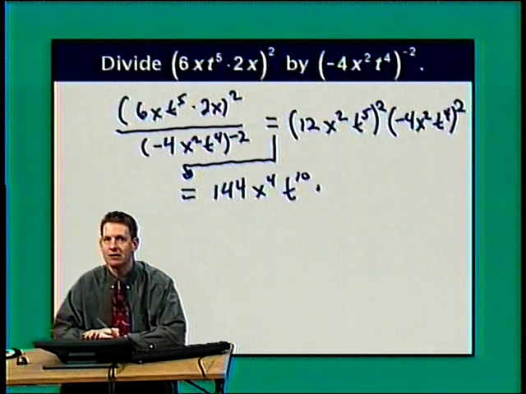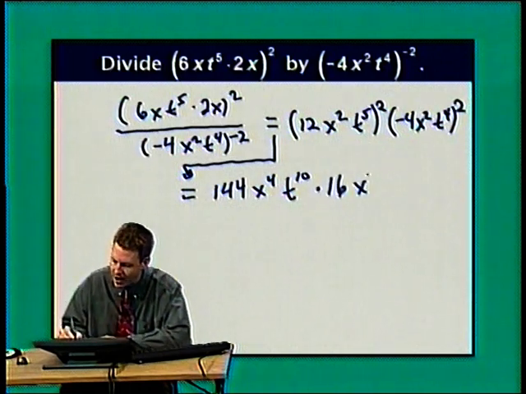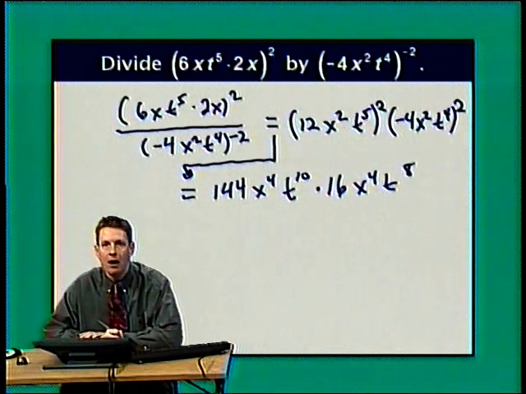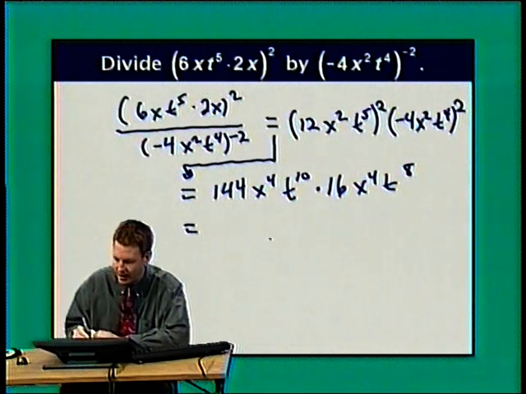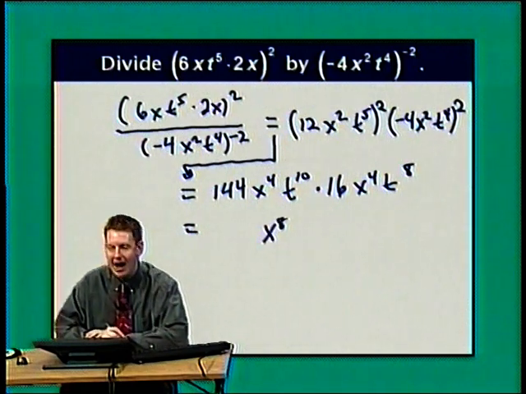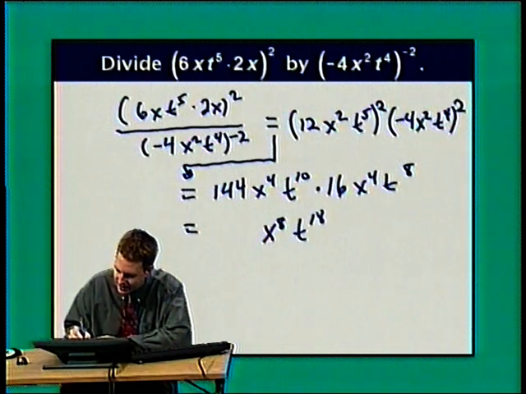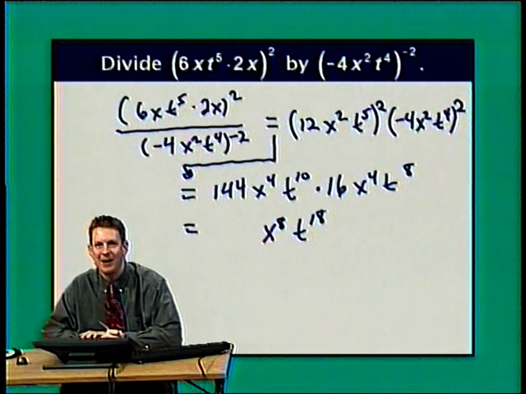Remember what that means. It means negative 4 times negative 4, which is positive 16. Then we also have x to the 4th, t to the 8th. You know, the variable parts here, that's pretty easy. X to the 4th times x to the 4th is x to the 8th, and t to the 10th times t to the 8th, that's t to the 18th. But even I'm stumped by 144 times 16.